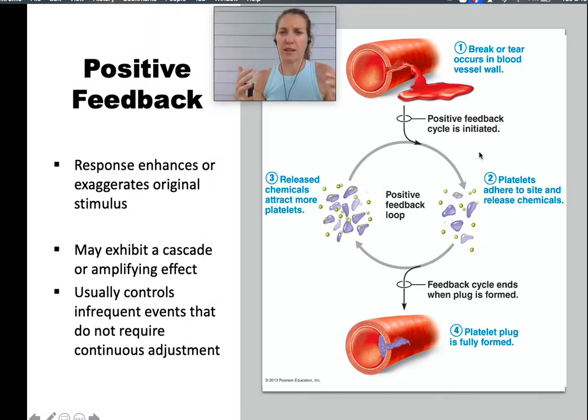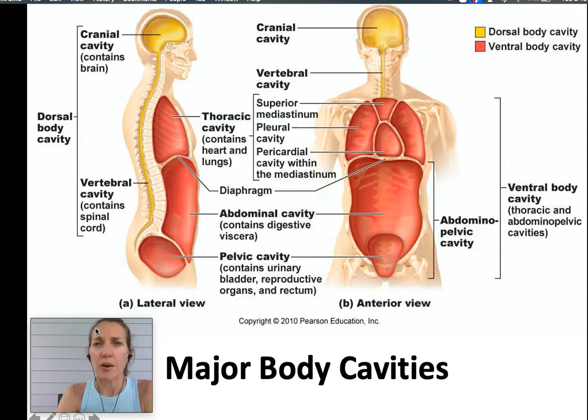And as those platelets adhere to one another, you're going to ultimately have that rip or tear sealed. So shifting a bit now to look at the major body cavities. So just looking at the color scheme first.